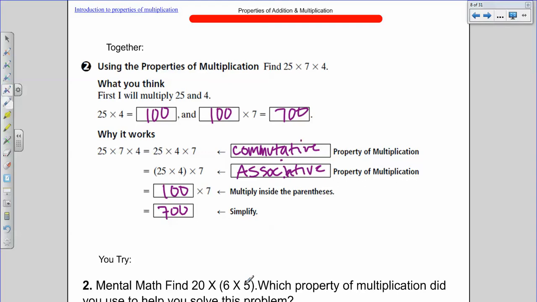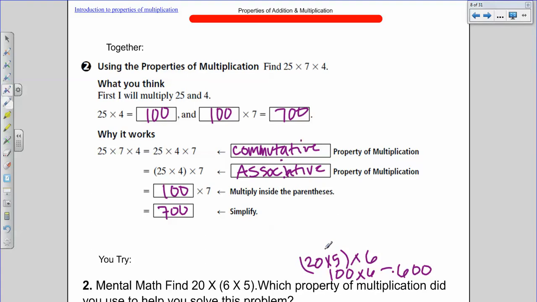So go ahead and hit pause on your video. All right. So I'm probably going to change the order of this as I'm looking through here. I know that 20 times 5 is 100. So I'm going to regroup this first to do 20 times 5. So I know that 20 times 5 is 100, and then I can multiply that by 6. So my final answer should be 600. So if I'm going to regroup, I'm going to be using the associative property.